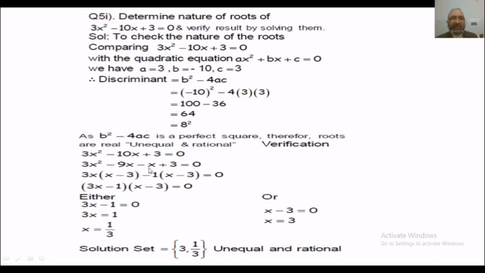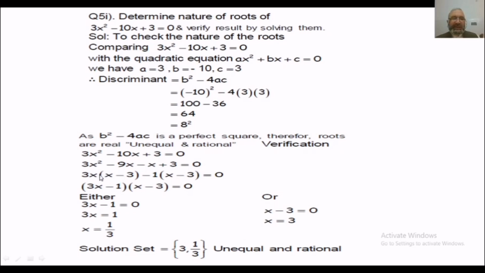Minus 9 plus minus 1. So −9 and −1, by adding we get −10, and by multiplying −9 and −1 we get +9, which is the product of a·c, that is the coefficient of x² and the constant term. So putting these instead of −10 we write two terms, that is 3x² − 9x − x + 3 equal to 0. In the first two terms, 3x is common.